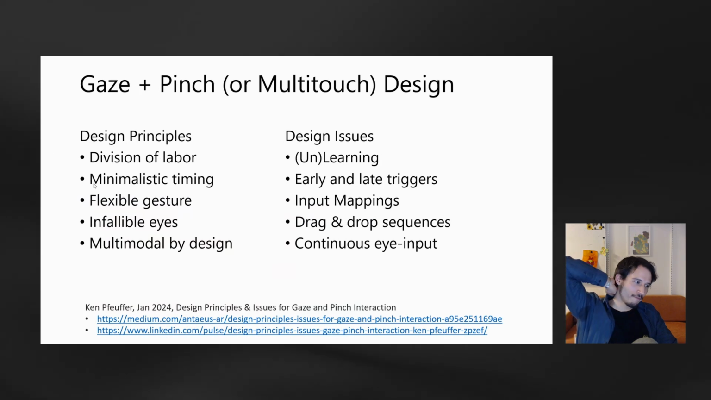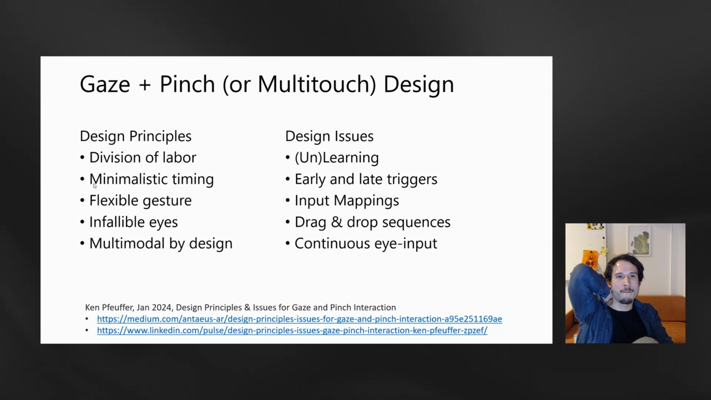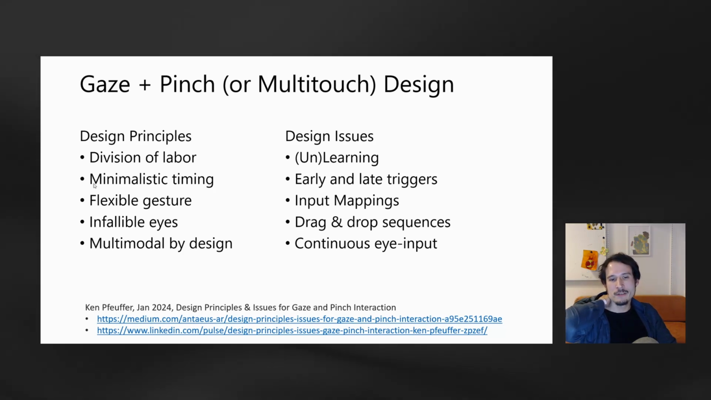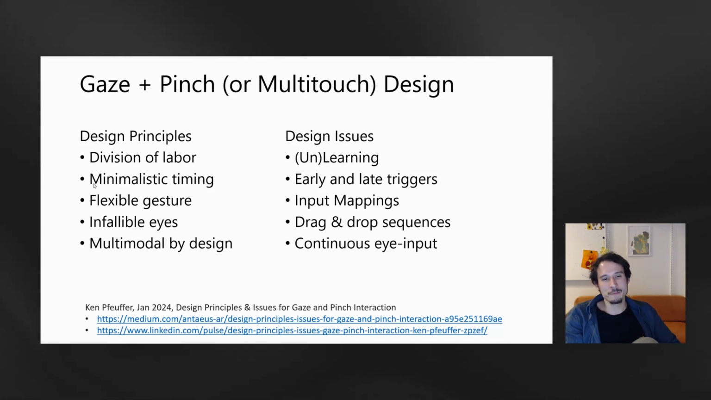Yeah, so my last point here is that I've made an article on gaze and pinch design principles, if you want more in-depth information, or at least my view on it based on the scientific background. And I think division of labor, which I mentioned a few times, is the key overarching concept. Minimalistic timing, so don't use the eyes everywhere. And then infallible eyes is another aspect: we can't look wrong, right? If we want to look at something, we do it.